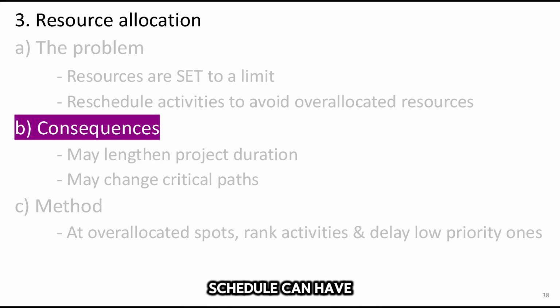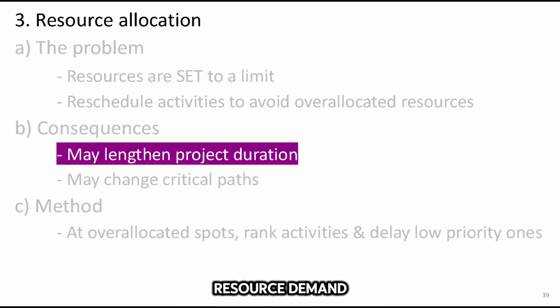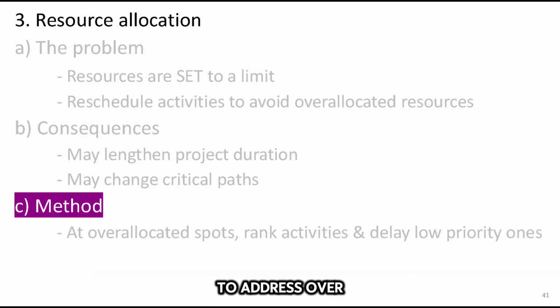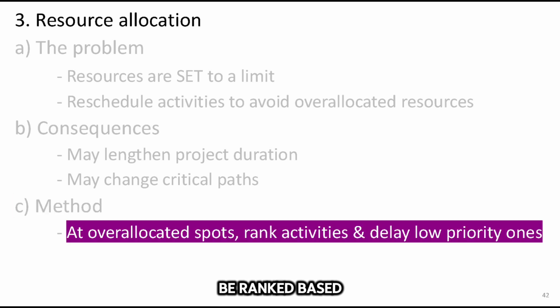However, adjusting the schedule can have significant consequences. Extending or shifting activities to balance resource demand may lengthen the overall project duration. Additionally, these adjustments can alter the project's critical path, potentially creating new critical activities. To address over-allocation effectively, a structured method is needed. When resource over-allocation arises, involved activities should be ranked based on priority. Lower priority tasks can then be delayed to ensure that higher priority activities receive the necessary resources first. This approach helps maintain efficiency while minimizing disruptions to the project timeline.